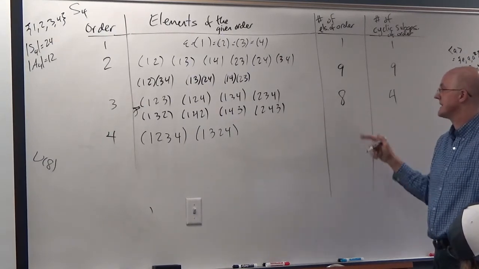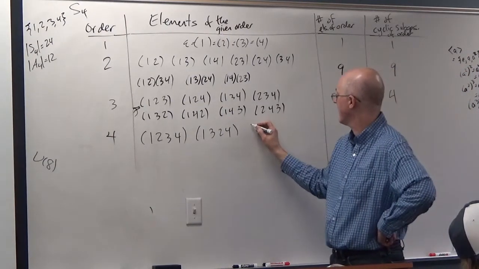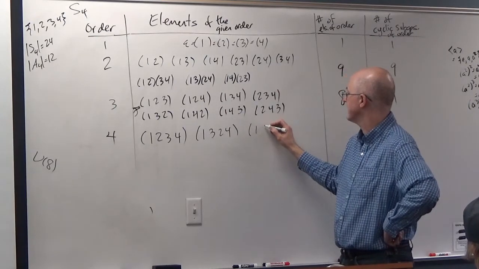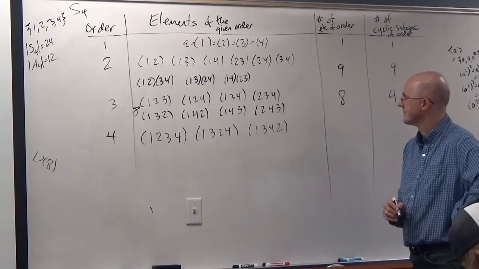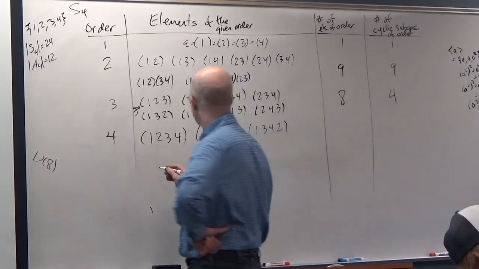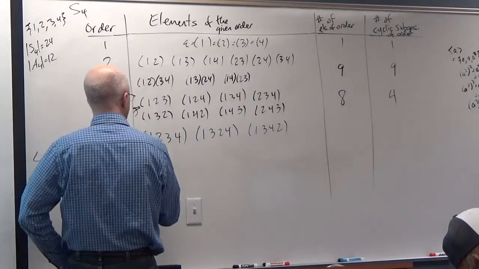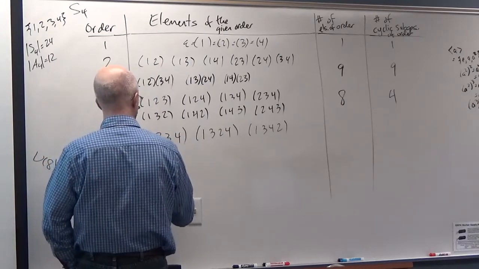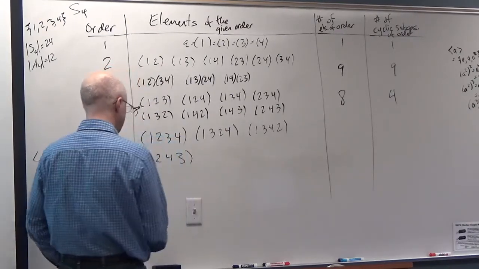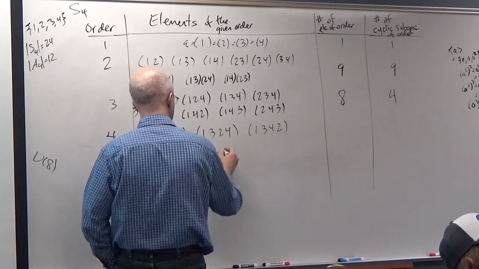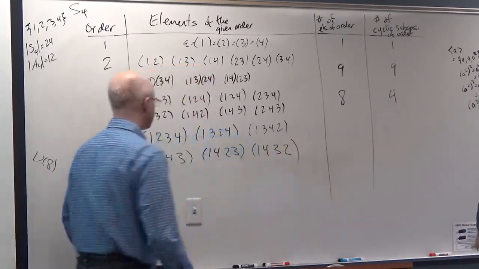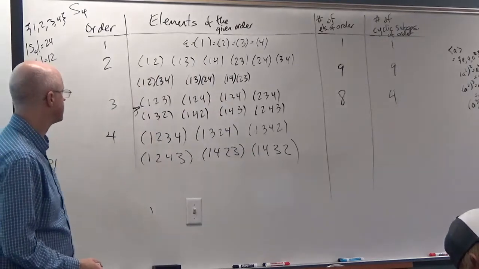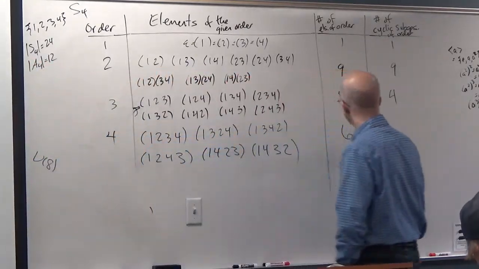Well, so we should get 6 things here. We've got 2 so far. Let's see, what else do we have? How about this? I guess I need another one with the 2 in the second spot as well. Six elements of order 4.